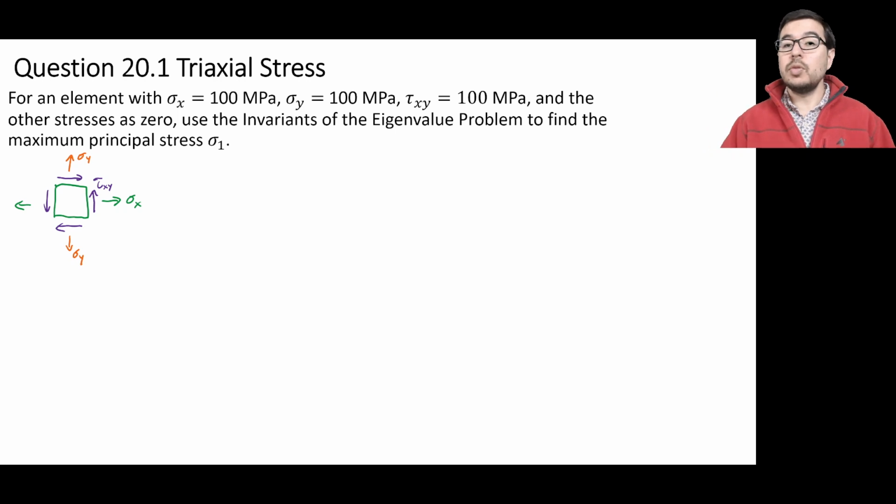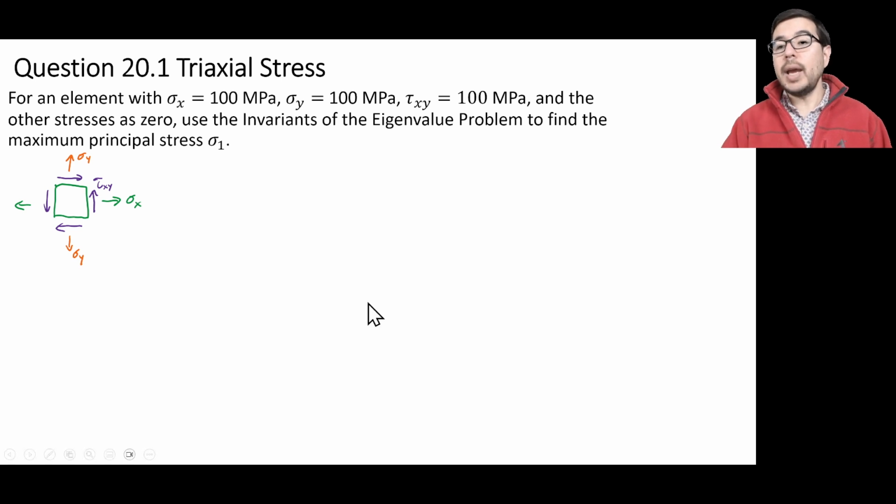This question states, for an element with sigma x equal to 100 megapascals, sigma y equal to 100 megapascals, tau xy equal to 100 megapascals, and the other stress equal to 0, use the invariance of the eigenvalue problem to find the maximum principal stress, sigma 1.